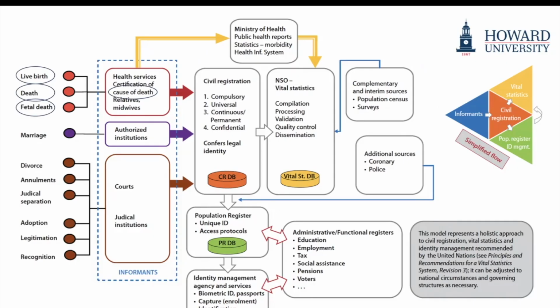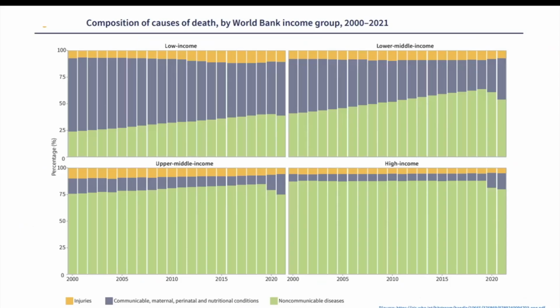This is what we're going to look at more closely, cause of death data, to understand the role of Howard University in the initiative. In these figures, you can see the composition of causes of death by country income groups: low, lower middle, upper middle, and high income. We see injuries in yellow being only a percentage across all income groups. Communicable diseases are in purple, and non-communicable diseases are in green.